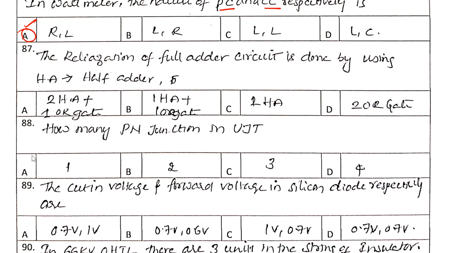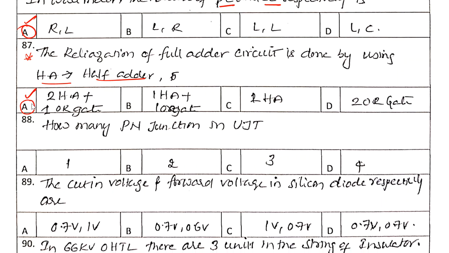From the digital electronics subject: the realization of the full adder circuit is done by using... A very important question, repeated in most of the examinations. In the notation here, HA means half adder. So two half adders and one OR gate. The other options are one half adder, one OR gate; two half adders, two OR gates. The answer is two half adders plus one OR gate required.